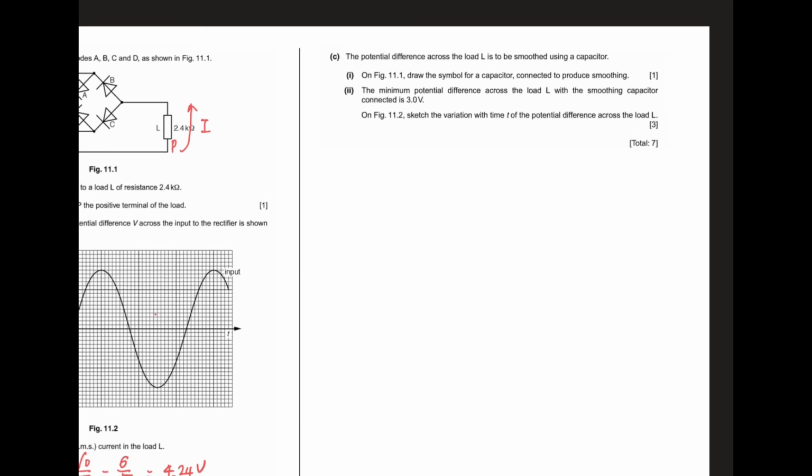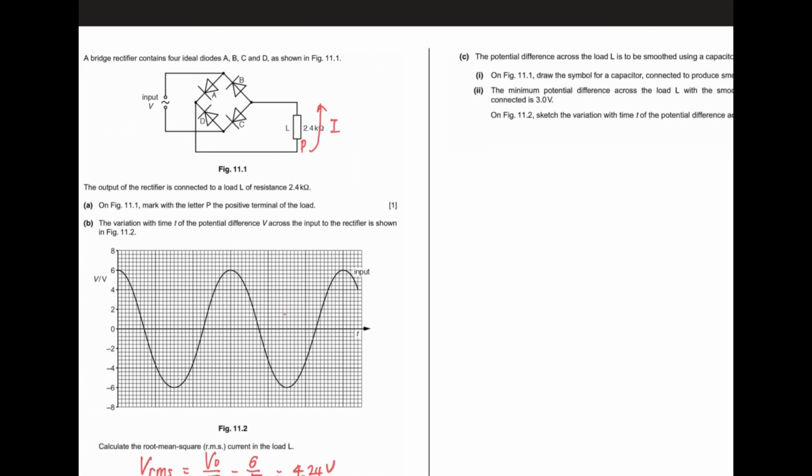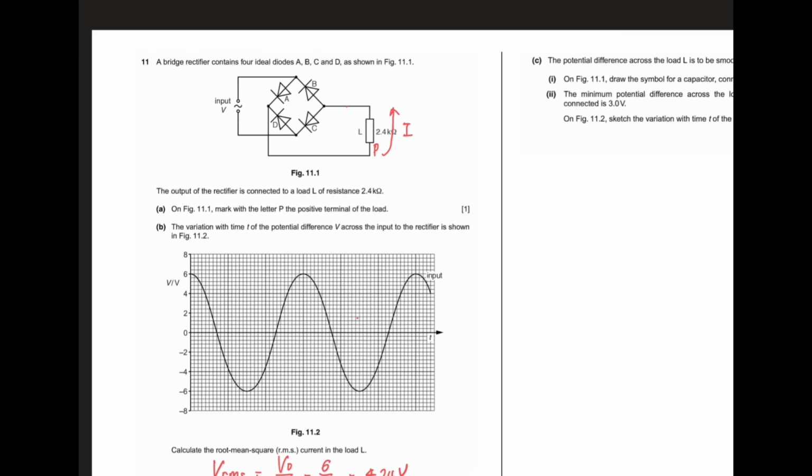Part C. The potential difference across the load L is to be smoothed using a capacitor. On figure 11.1, draw the symbol for a capacitor connected to produce smoothing. Okay, so you have to remember, the capacitor must be connected in parallel with the load. So we draw like this. Okay, so that's the answer.